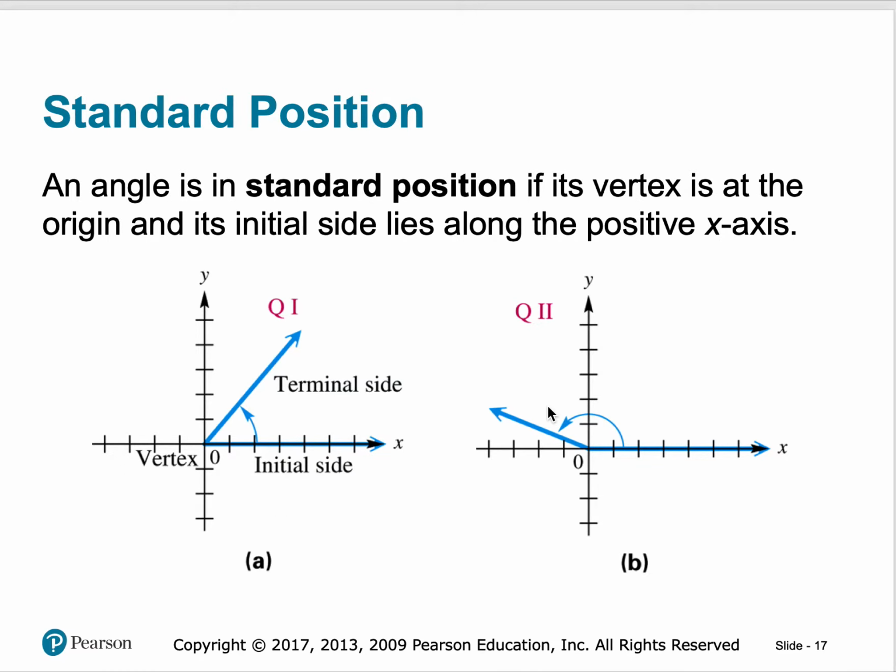So what is standard position? The standard position of an angle is when its vertex is at the origin, so right here, which means the initial side of the angle has to be on the positive part of the x-axis.